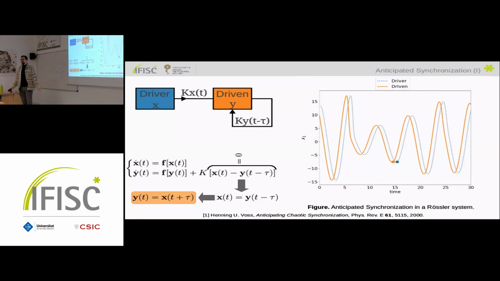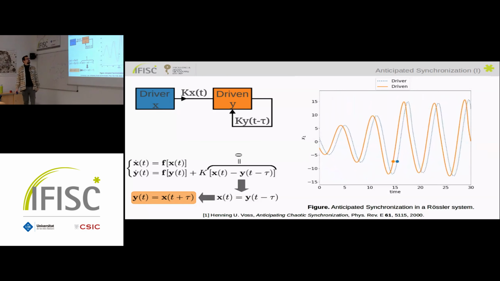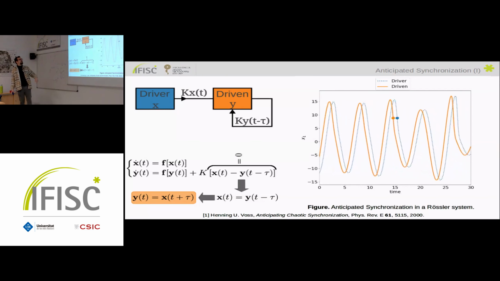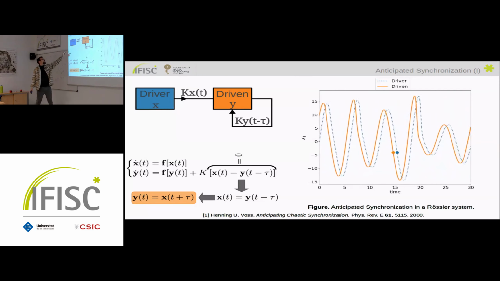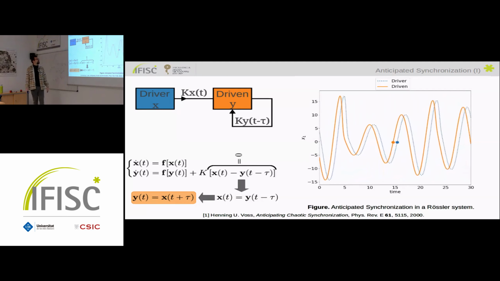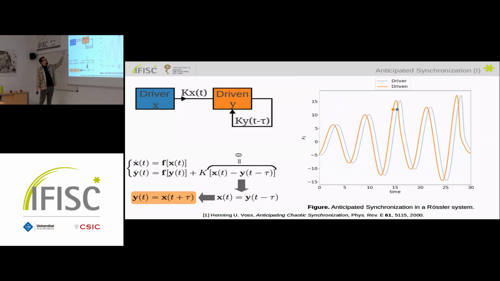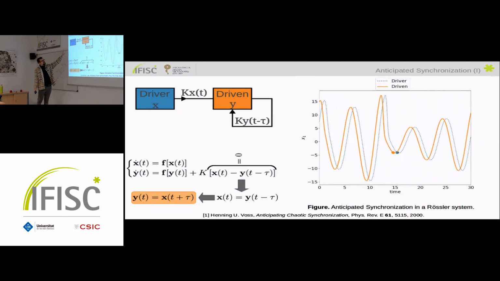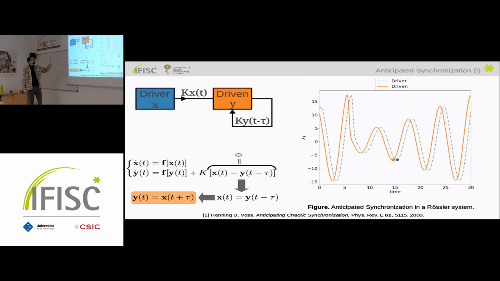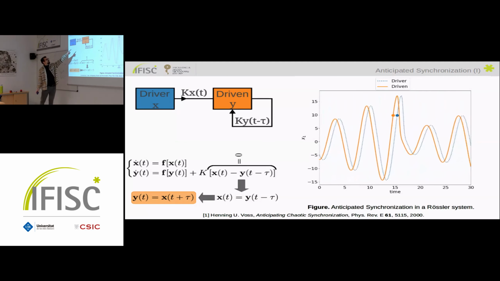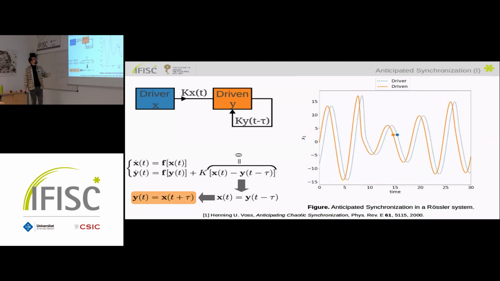There are several ways in which we can get this sort of anticipated synchronization. Here we will focus on this setup here, which is explained in this diagram over here. So we will create two copies of our system. One we will call driver, and one we will call driven system. So the dynamics of the driver system are left unchanged. We do not touch these dynamics. But the dynamics of the copy are a little bit changed.